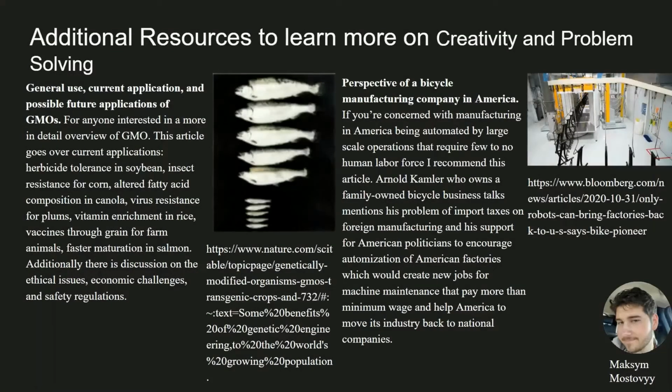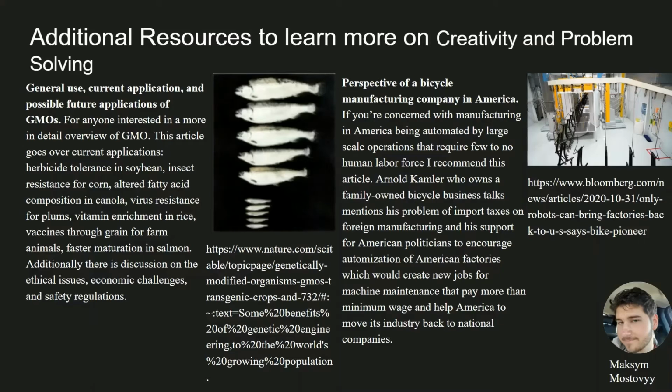Another couple of examples is, remember the agriculture and using GMOs I mentioned earlier. Here we go. This same link will be in the resources, but general use, current applications, and possible future applications of GMOs. If anyone's interested in a more detailed look at GMOs, genetically modified organisms, this article goes over current applications such as herbicide tolerance in soybean, insect resistance for corn, altered fatty acids composition in canola oil, virus resistance for plums, vitamin enrichment in rice, vaccines through grain for farm animals, faster maturation in salmon. Additionally, there are discussions on ethical issues, economic challenges, and safety regulations.